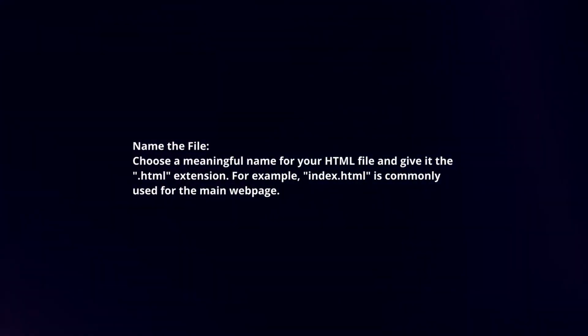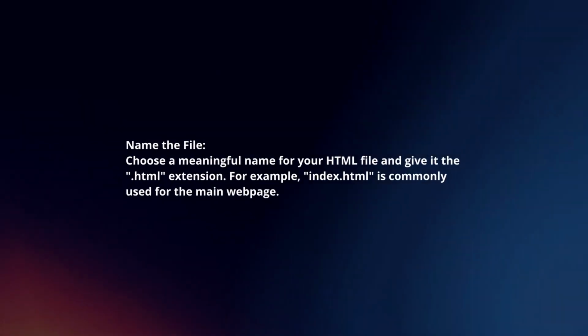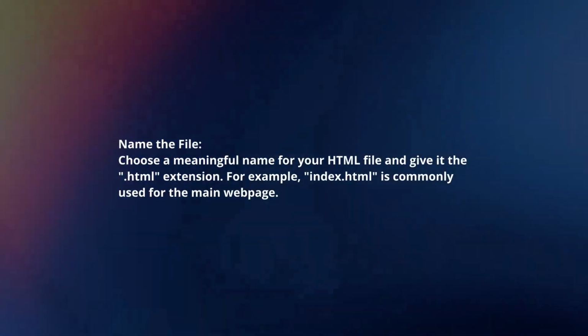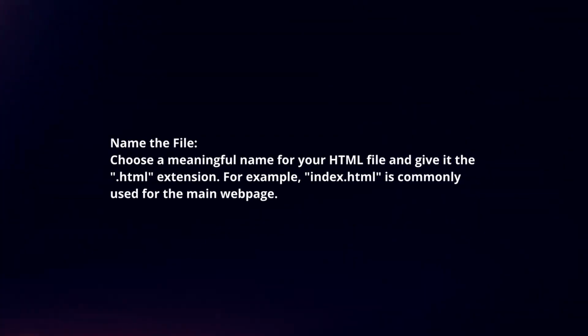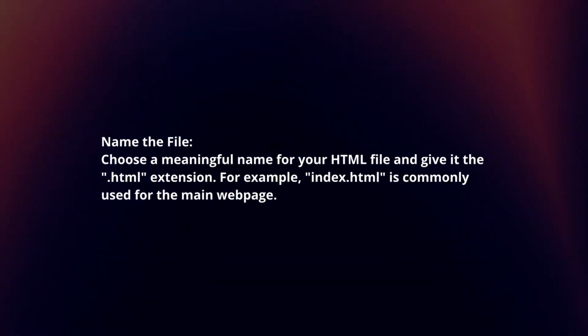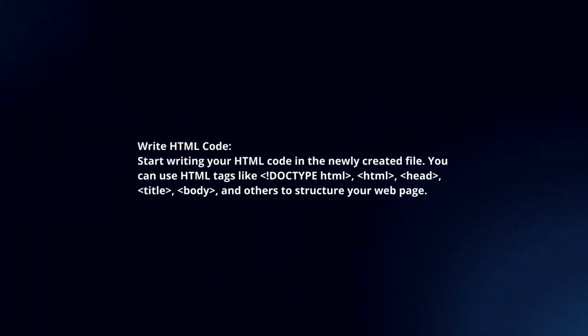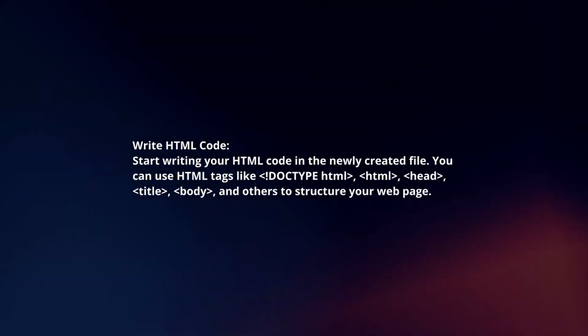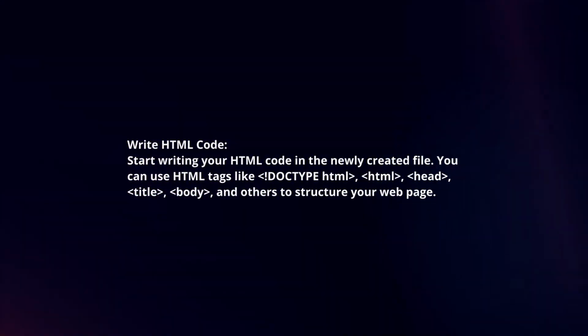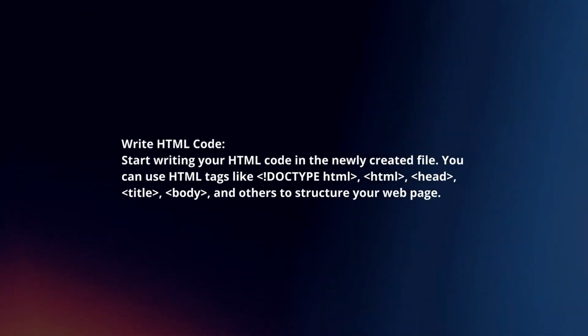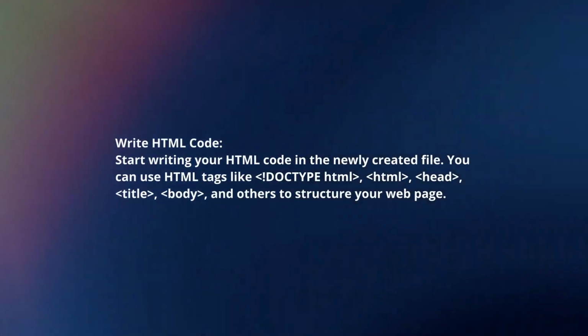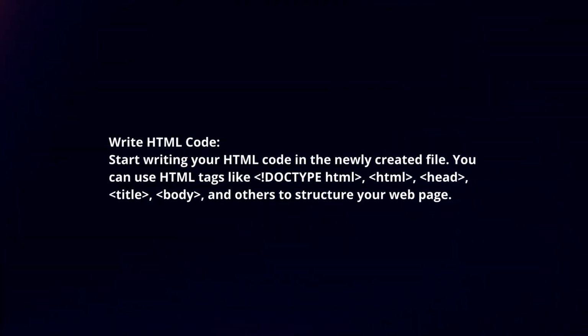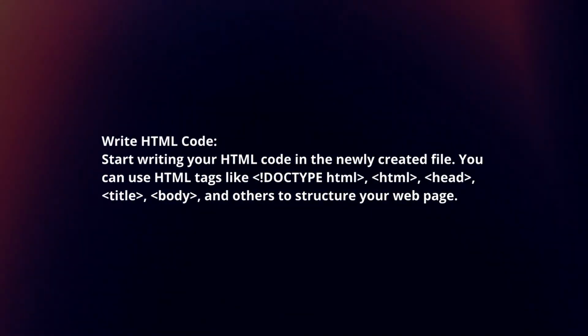Name the file. Choose a meaningful name for your HTML file and give it the HTML extension. For example, index.html is commonly used for the main web page. Write HTML code. Start writing your HTML code in the newly created file. You can use HTML tags like doctype HTML, html, head, title, body, and others to structure your web page.